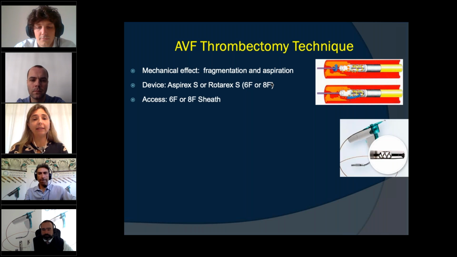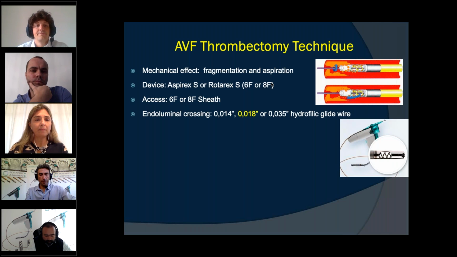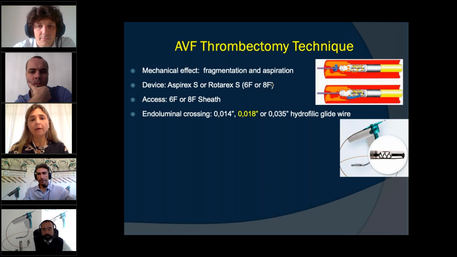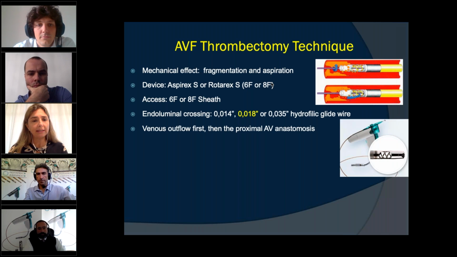So you consider the access sheath and the device profile. If you use a 6 French, you're going to use a 6 French sheath. If you use an 8 French, you're going to use an 8 French sheath. I always prefer the larger one for maximum declotting. The endoluminal crossing guide wire is on the surgeon's preference, but we have to remember that the device goes over an 018 guide wire that usually comes with it.